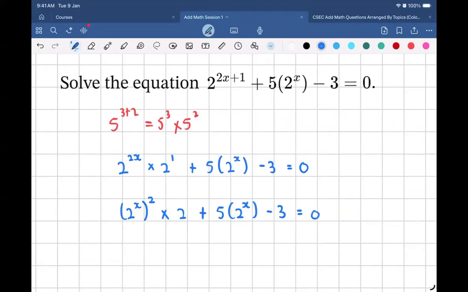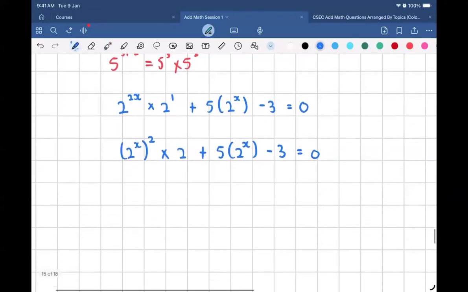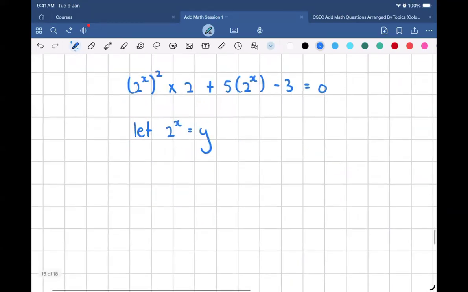Did I confuse you at all? No, sir. Okay. Are you seeing the 2 to the power x in two places? Yes, sir. So just like the last question, you figure out what I'm going to write. Let 2 to the power x equal y. Yeah. And if I do that, what should the next line look like? y squared multiplied by 2, plus 5y minus 3 equals 0.